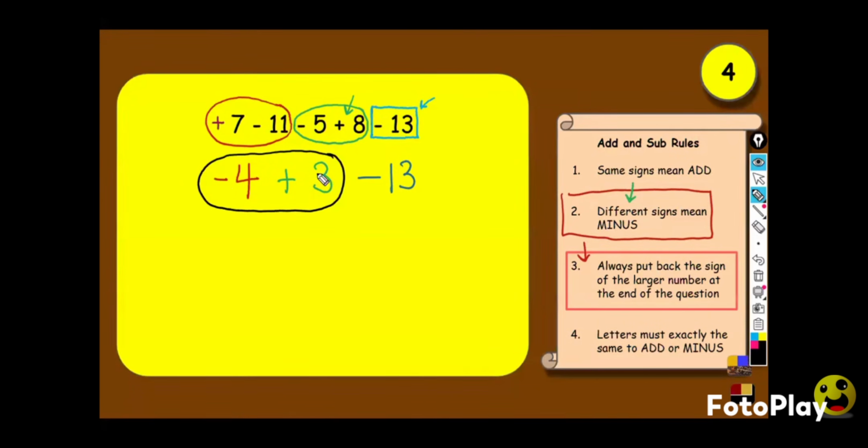The 4 is a minus, the 3 is a positive. We just happen to look at rule 2 again. Different signs mean minus. So picture 4 and 3 in here. Minus it. When you minus 4 and 3, you get 1.